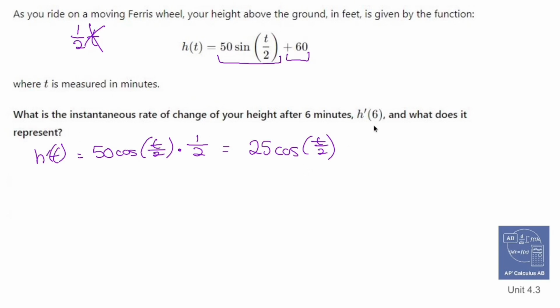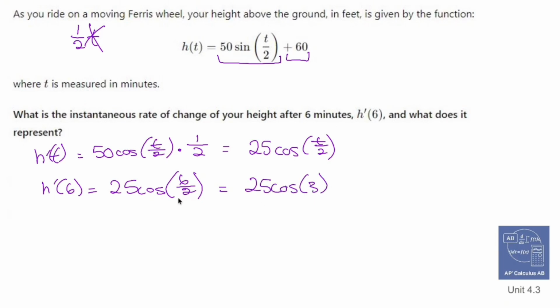Now, finding h prime of 6 means I'm going to have 25 cos 6 over 2, which simplifies to 25 cos 3. Now, really, this should have been a calculator problem, and I didn't include a calculator here. Maybe when I created this, I should have included a pi. That would make life a lot easier. But this is just going to be some number, and I have no idea what that number is, okay?